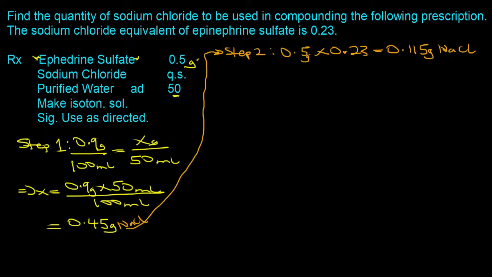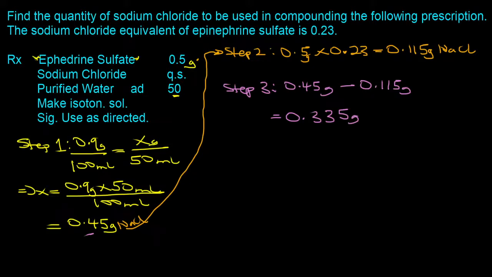So we've done those two steps. In step 3, once again, you want to find the difference between step 1 and step 2. So we'll take the 0.45 grams and subtract from that the 0.115 grams. And what you end up with is 0.335 grams sodium chloride. Okay, so that's by how much you need to top up the amount of sodium chloride in there to ensure that you have an isotonic solution. Okay, so that's the first type of problem you are likely to see.